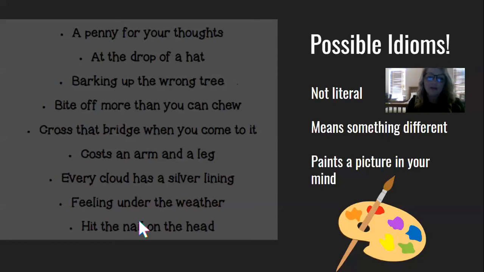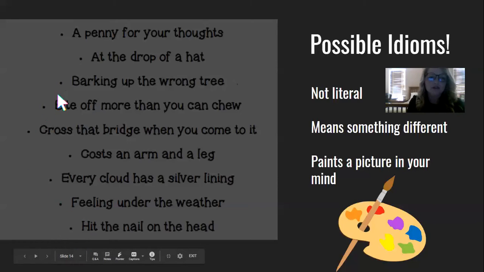Feeling under the weather. We know that that means you're sick, right? So you're not really actually under any kind of weather. You are actually just feeling sick. You're feeling bad. You're at home, staying home for the day, feeling sick.